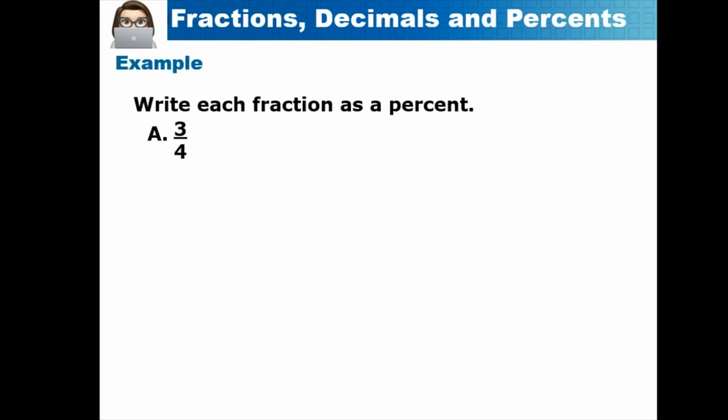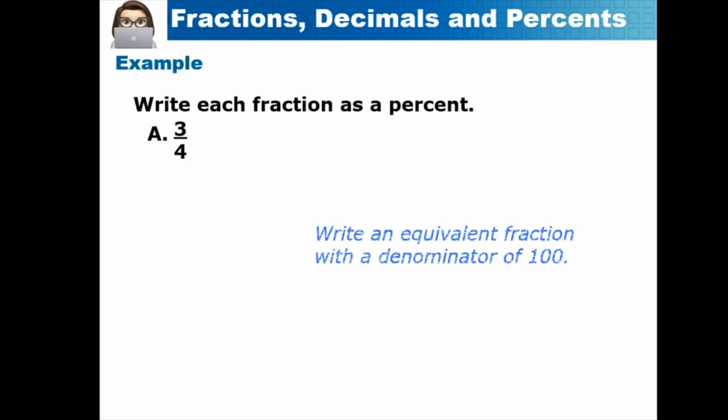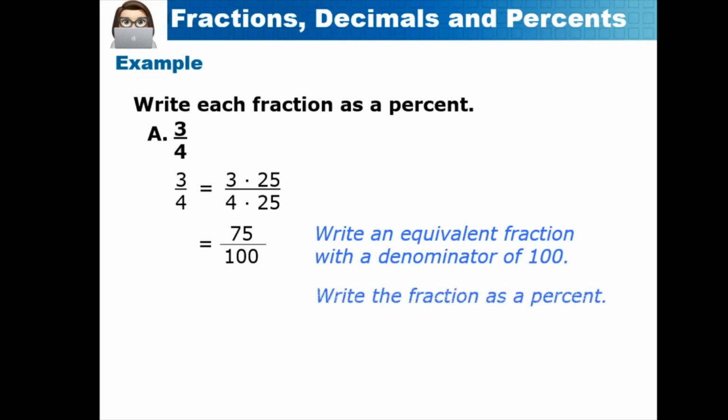Can you try this? Write each fraction as a percent, 3 over 4. Okay, so the answer is 75%. So how did we do that? Since 4 is a factor of 100, to make the denominator equal to 100, we will just multiply the numerator and the denominator by 25. So simplifying, 3 times 25 over 4 times 25, and that is equal to 75 over 100 or 75%.